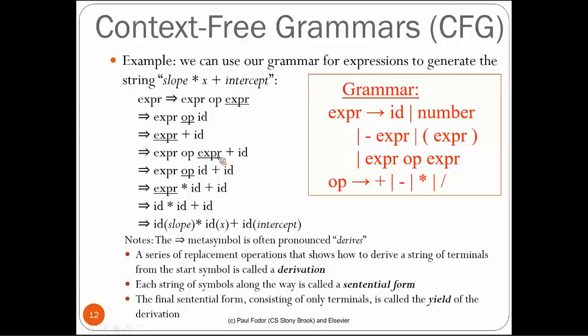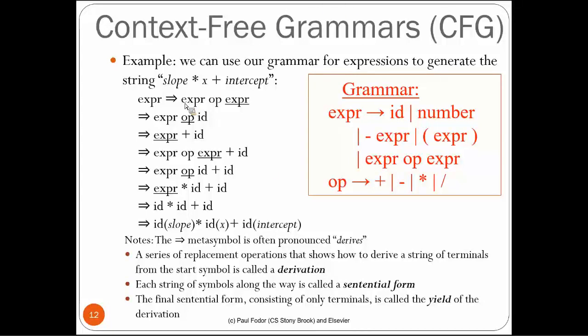The rightmost non-terminal is the second expression, which could again be solved to ID. Operator is now the rightmost non-terminal. We can solve it to multiplication. And expression, we can solve it to ID. At this point, we do not have any more non-terminals. So the tokenizer can give us that slope is the ID, x is the ID, and intercept is the ID.